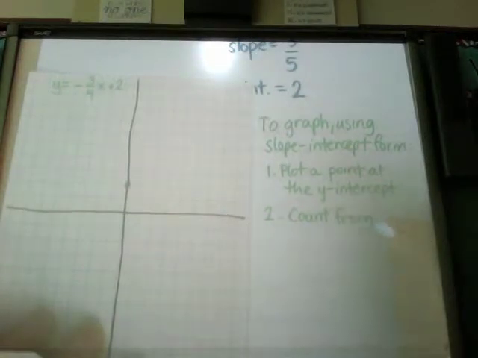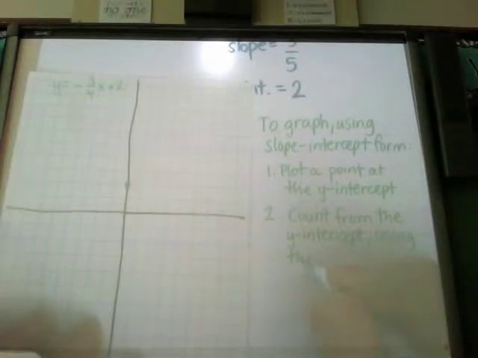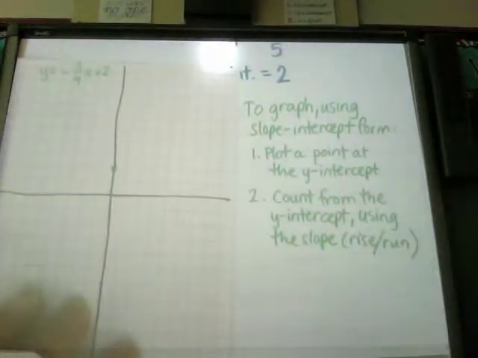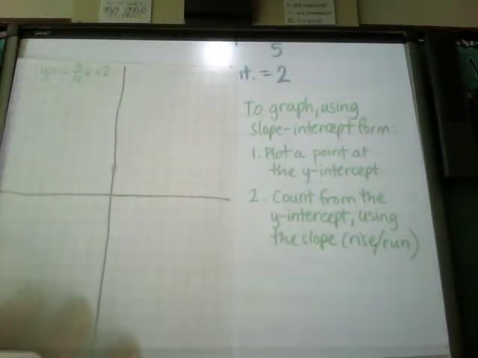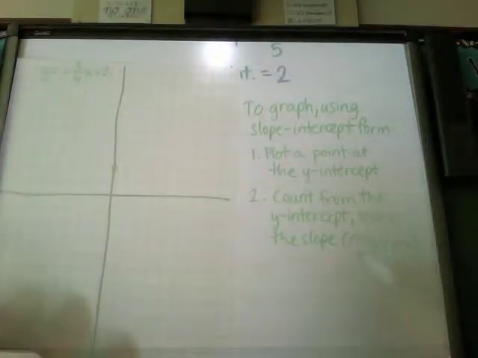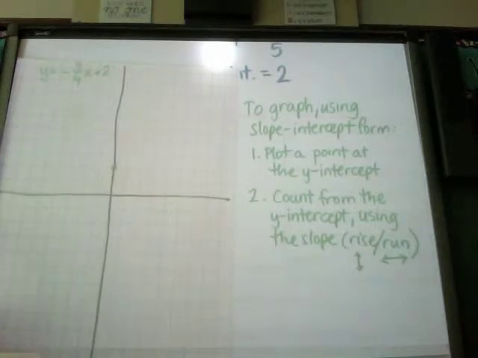Step 2: count from the y-intercept using the slope, and I'm going to put rise over run. So we have to start. The only point that we know for certain right now is this y-intercept. So we start with the y-intercept. From that point, we are going to count off. Rise, remember, means up and down. Run means horizontal. It's always rise over run.